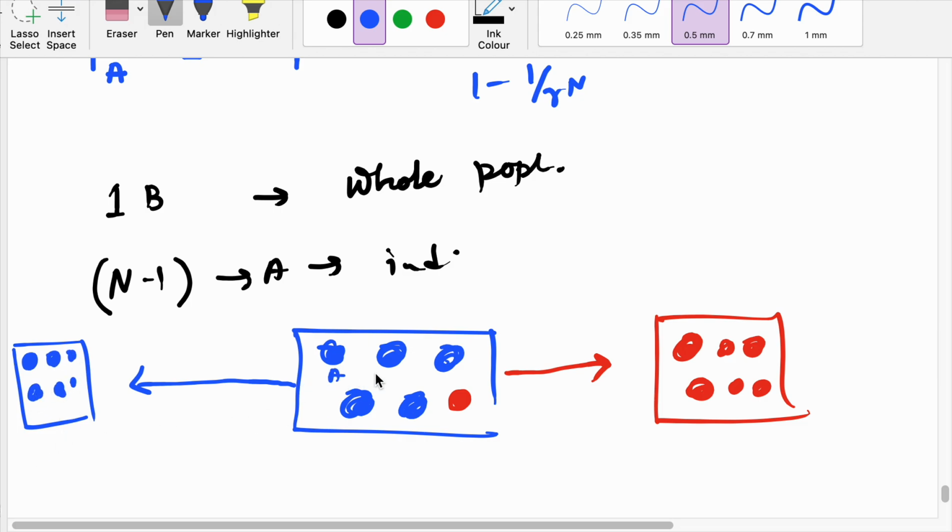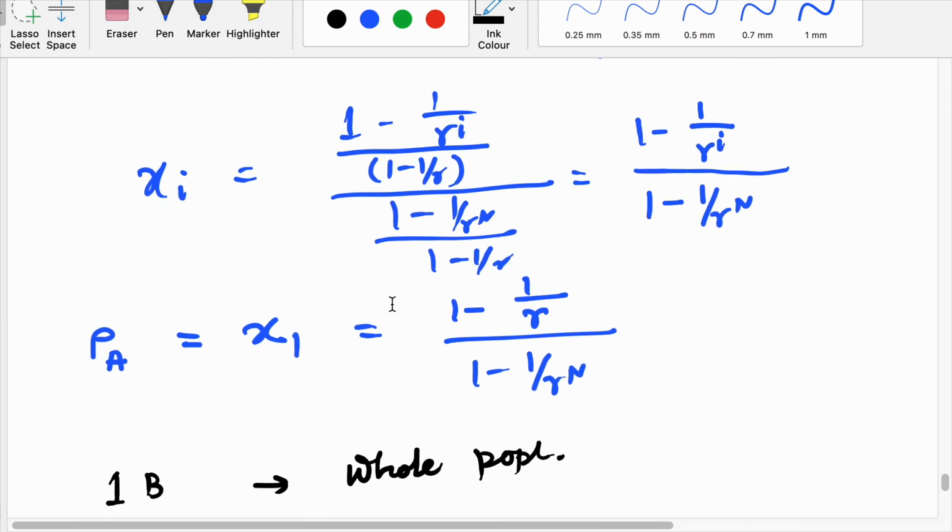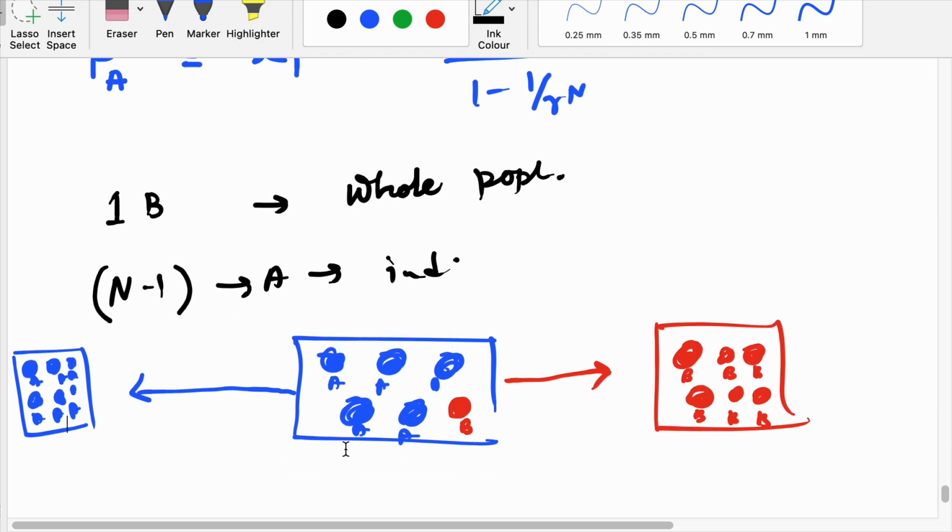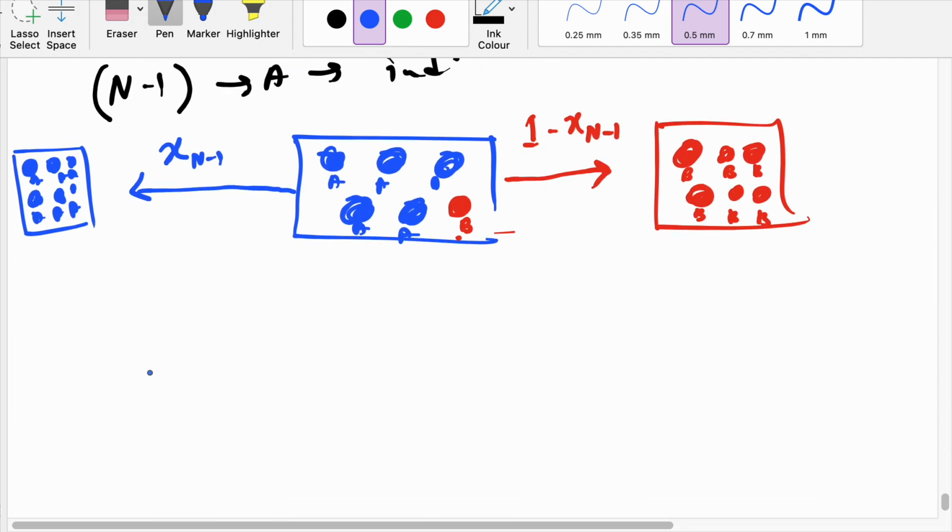So we know what the probability is. Suppose these are a, these are a, and these guys are b, these are the b, and these are the a. So we know the probability that from i many individuals will take over the whole population is nothing but xi. So what is the probability that n minus 1 many a individuals will take over the whole population? That probability is nothing but x n minus 1. Then what is the probability that it will not go to this absorbing state, it will go to the other absorbing state? That is nothing but the negation, 1 minus x n minus 1. And 1 minus x n minus 1 is the probability that one b type individual takes over the whole population. So that means here rho b is nothing but 1 minus x n minus 1. Is it clear?